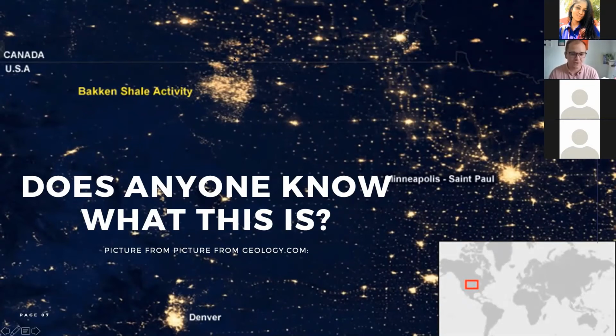Up here is North Dakota. I've never been to North Dakota, but there is nothing in North Dakota. Well, I guess that's not true. There's oil in North Dakota and South Dakota, but not much else. And yet we see a lot of lights in this region at the north part. What that is, is actually the Bakken shale activity. In the United States, there's a lot of tight oil, especially up here in the Bakken field. A lot of our light oil and natural gas is sourced from this area. And because of that, there's a lot of lights. What type of lights, you ask?